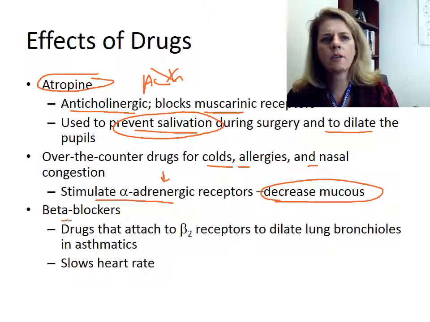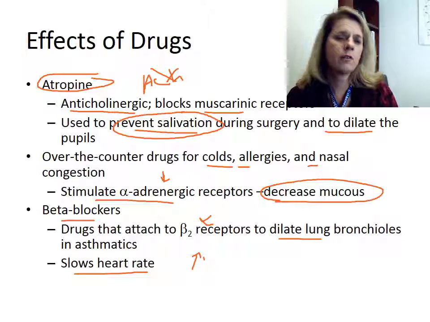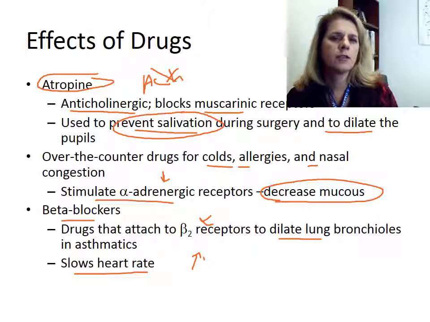And then another type of drug, your beta blockers. These are drugs that attach to those receptors, okay, and they cause your lungs, bronchioles, to dilate. And so if you're an asthmatic and you're having trouble breathing, you take a beta blocker and it opens up your bronchioles so you can breathe. It also slows your heart rate down. So people that have high blood pressure a lot of times will take a beta blocker to slow their heart rate down, to lower their blood pressure. But for some people it makes you feel really bad because it makes your heart rate too slow and you kind of feel tired and sluggish.